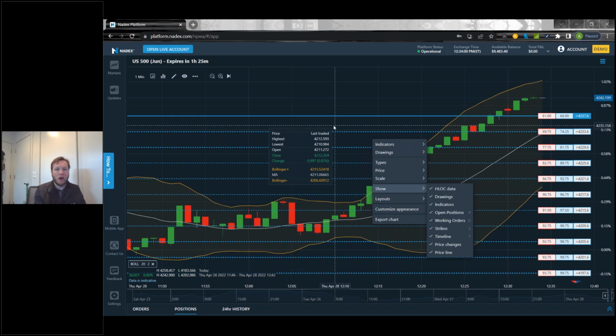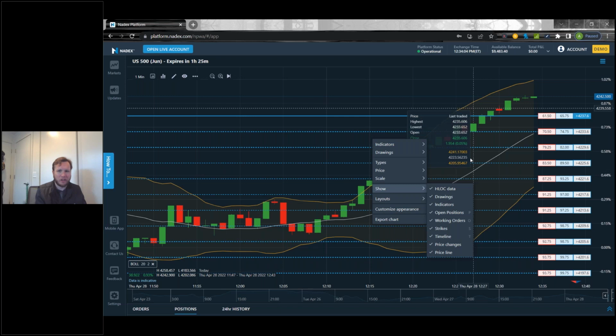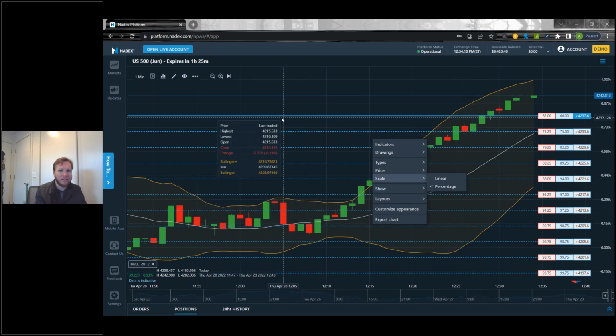Whenever I hover over a different candlestick, it'll tell me the information for that candlestick, right? If I'm hovering over this very red candlestick right here, it's going to tell me the last traded, highest, lowest, open, and close for that candlestick, how much change in percentage and absolute terms happened in the candlestick, and it'll also tell me what's going on with the Bollinger Bands, because I have those overlaid on the chart itself.